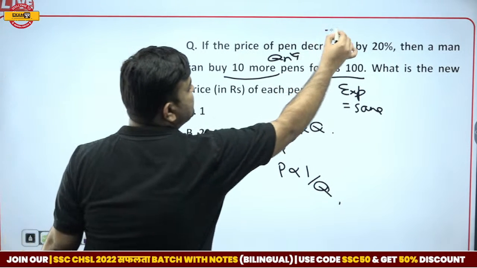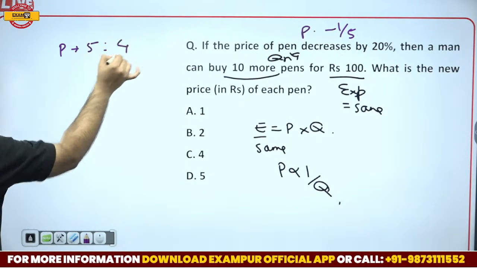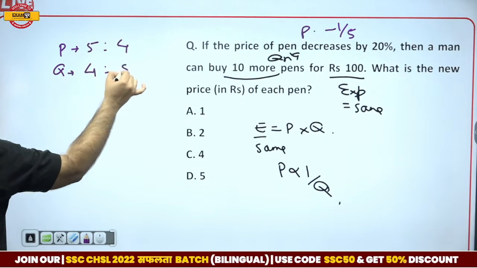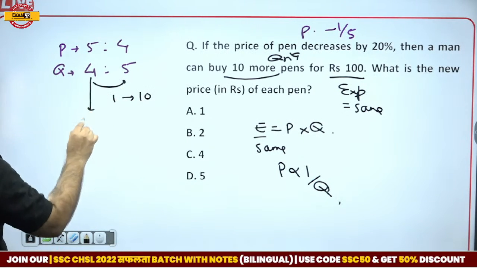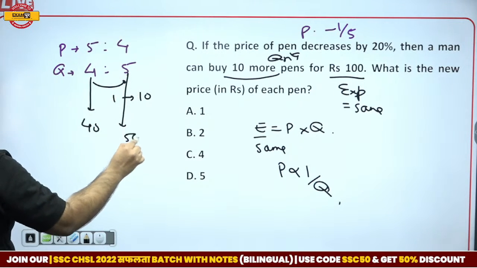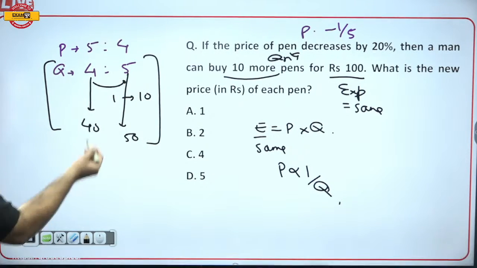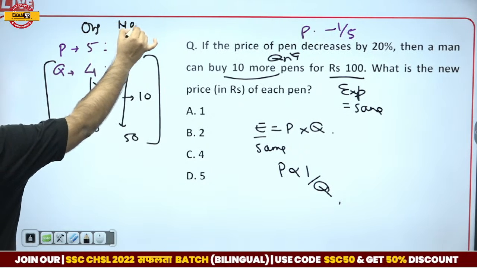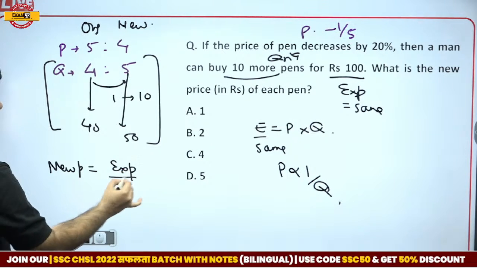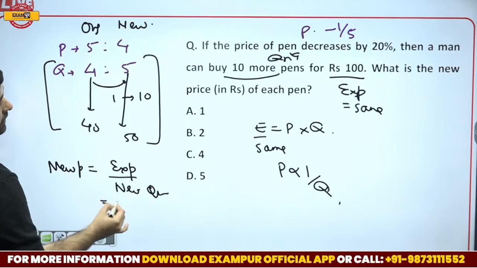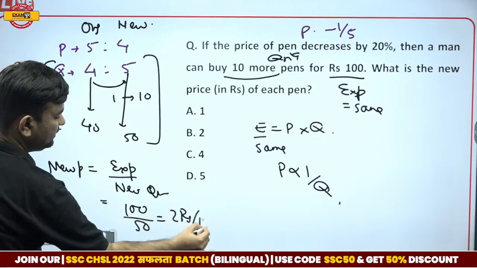Price is decreasing by 20%, decrement of 1 over 5. So price is changing from 5 to 4. So quantity will be changing from 4 to 5. Quantity increasing by 1, 1 is given as 10 pens. Original quantity 40, final quantity 50. For new price, it is expenditure upon new quantity. Expenditure is 100, new quantity is 50. So 2 rupees per pen.